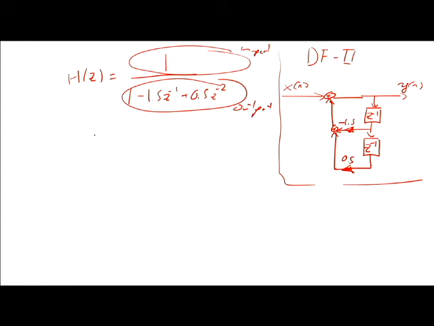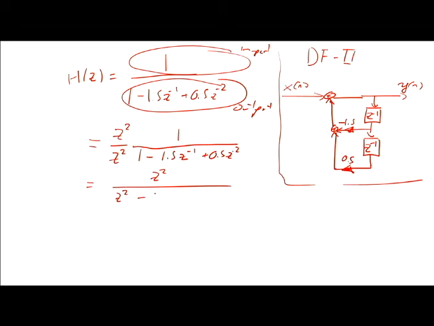Now, the first step that I want to do, just to simplify life, is let's say I do nothing. Easier said than done, right? So what I do is I multiply and divide. I multiply both the numerator and denominator by z to the 2. I'm doing nothing, right? I haven't changed anything, except that now I'm trying to make the math a little bit easier to manipulate. So if I do that, I end up with z squared on the top, and the bottom is z squared minus 1.5z plus 0.5.